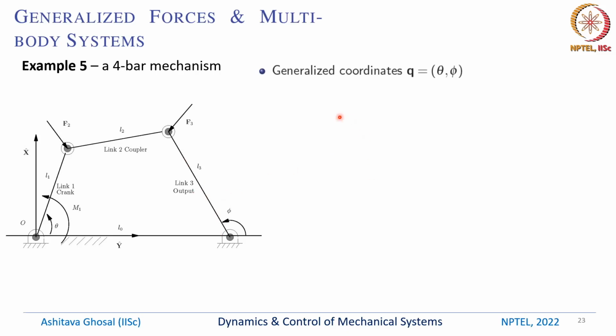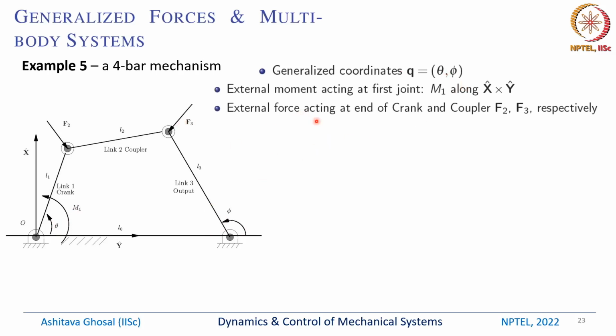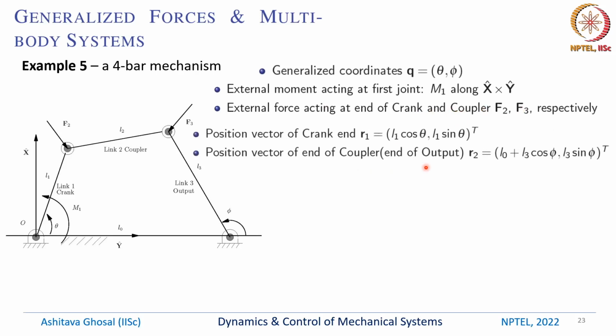So the generalized coordinates which we choose for this 4-bar mechanism, considering this is the input and this is the output, are theta and phi. The external moment acting at the first joint is denoted by M1. This is along X cross Y, which is basically coming out of the page. And the external forces acting at the end of the crank and coupler are F2 and F3 respectively. Okay, so these are planar vectors.